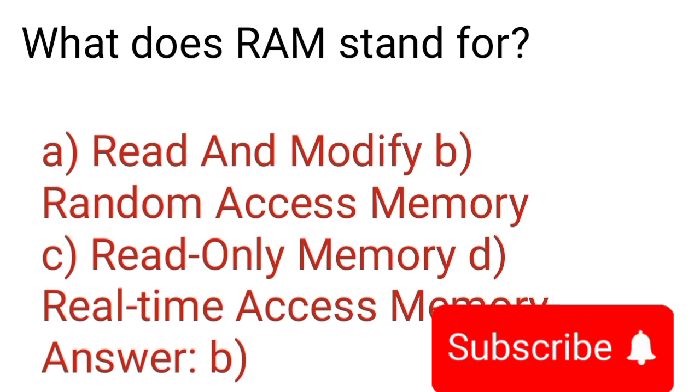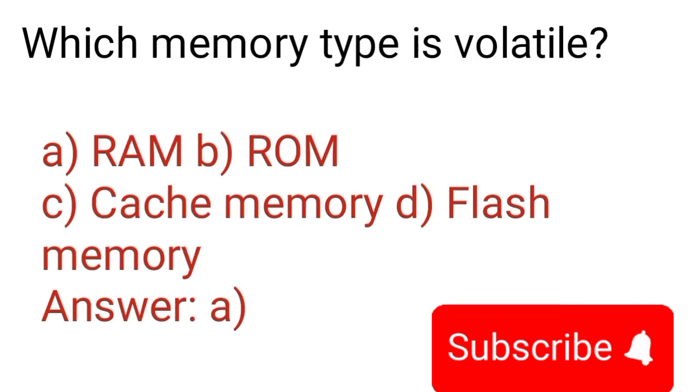What does RAM stand for? Random access memory. It is a volatile memory, also called primary memory. RAM stands for random access memory. Which memory type is volatile? RAM. RAM is a volatile memory and also called primary memory.